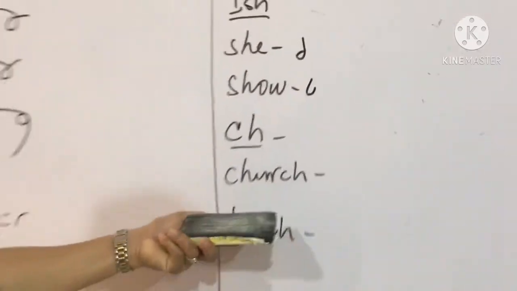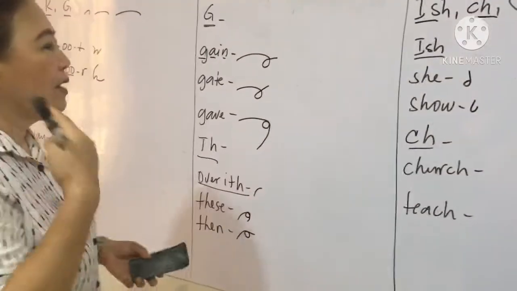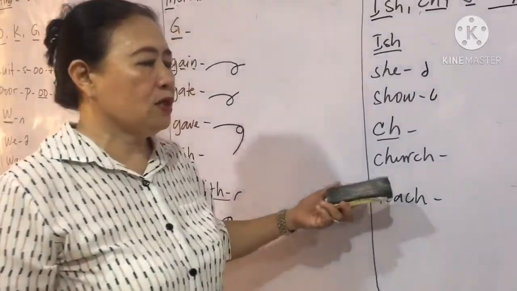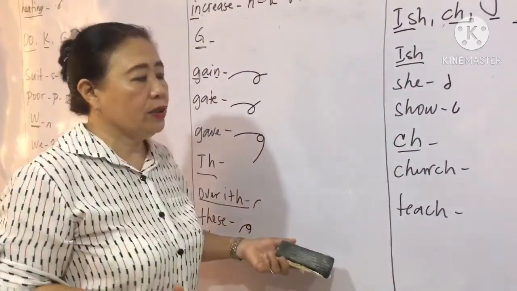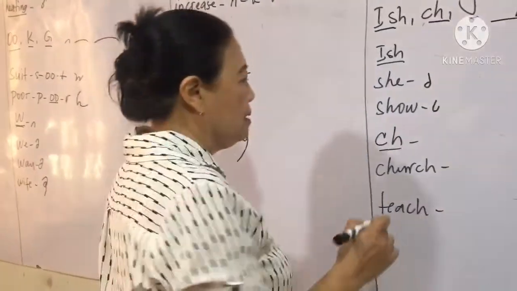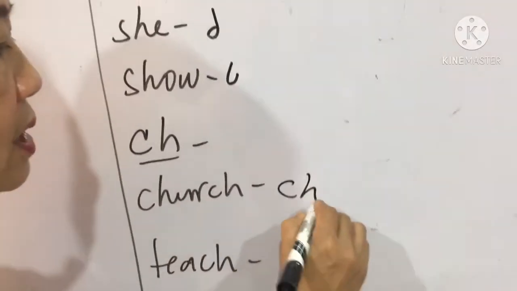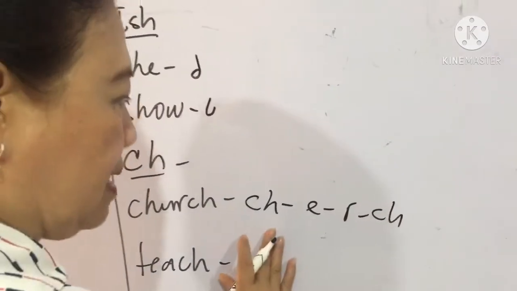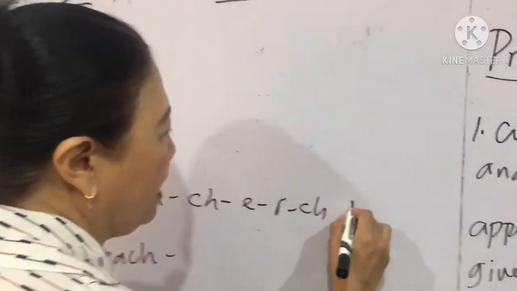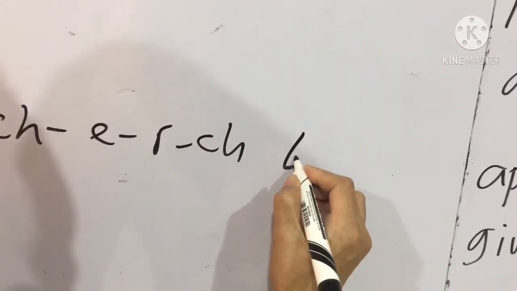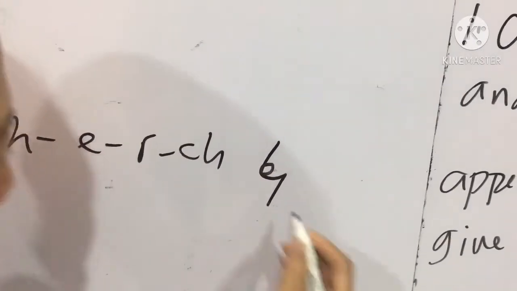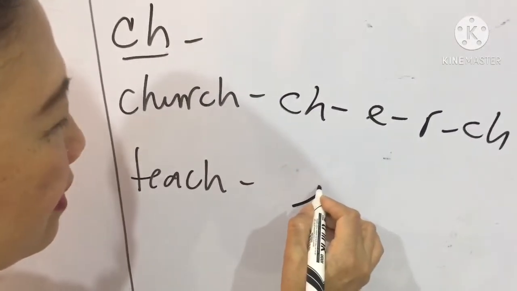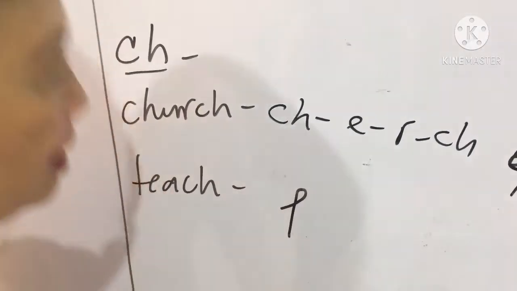So the word church, as I have mentioned, every time we discuss our shorthand strokes, it depends on how you are going to pronounce the word correctly, or the sounds. Church: we have CH, E, then R, and CH. So let us combine: CH, counter E, R, and CH. For teach, we have T, counter E, and CH.